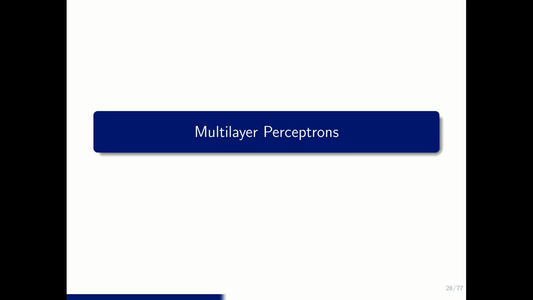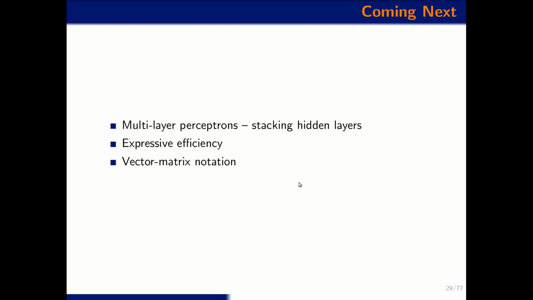In this section we will introduce multi-layer perceptrons, which are the most basic type of neural networks. And we will do this by stacking multiple of these hidden layers. So in the last section we had this neural network which consisted of a single hidden layer, and by stacking multiple of these we will yield so-called multi-layer perceptrons.